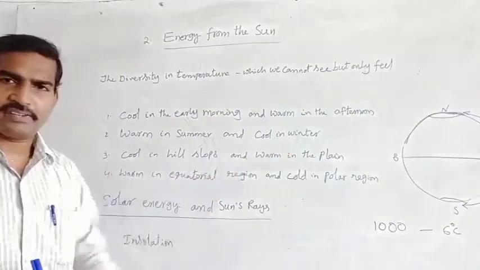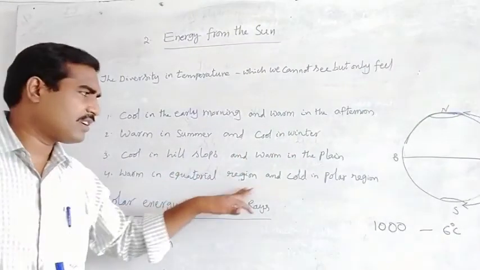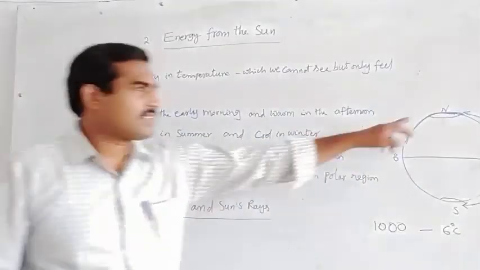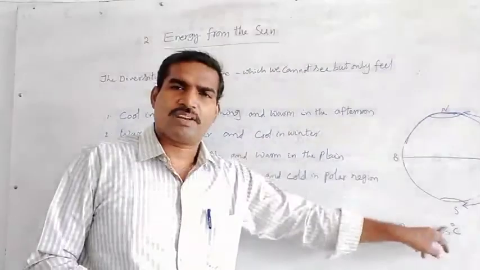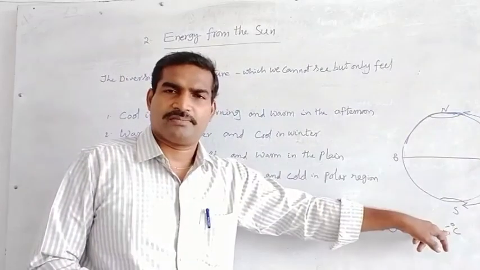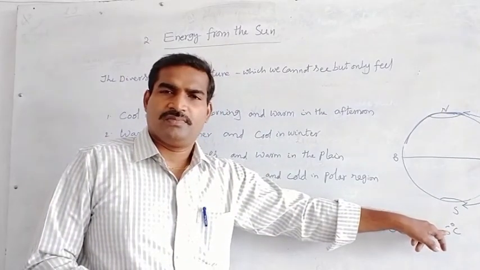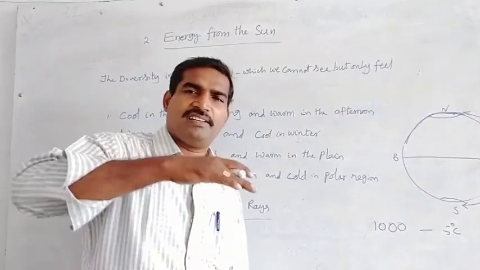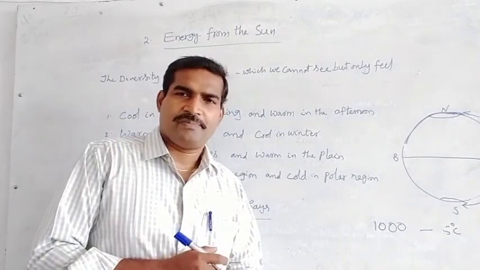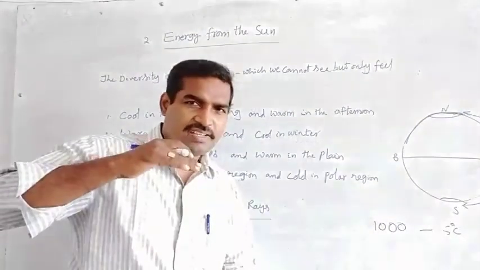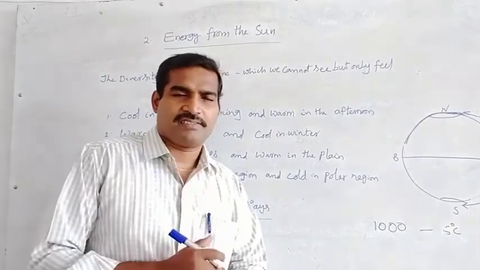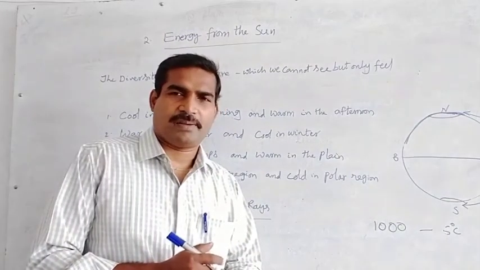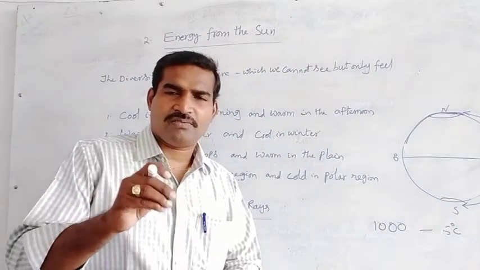Next one is warm in the equatorial region. Just now I explained: warm in the equatorial region and cold in the polar regions. Cold climate conditions occur in polar zones, North Polar and South Polar, because sun rays fall slantingly. It means the angle of incidence is less, and the temperature is also less.